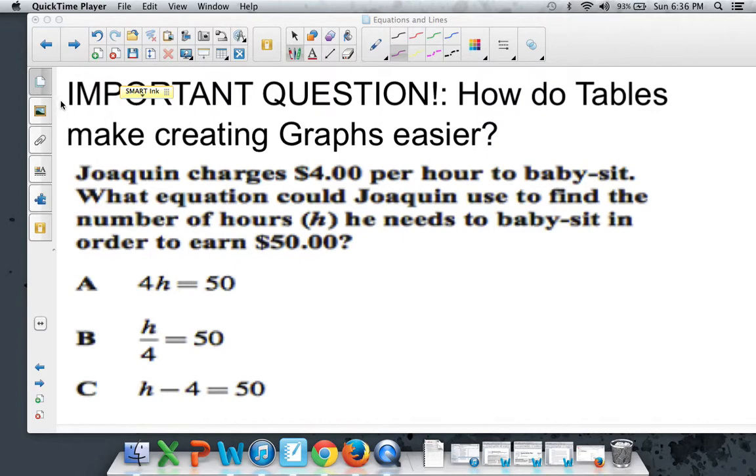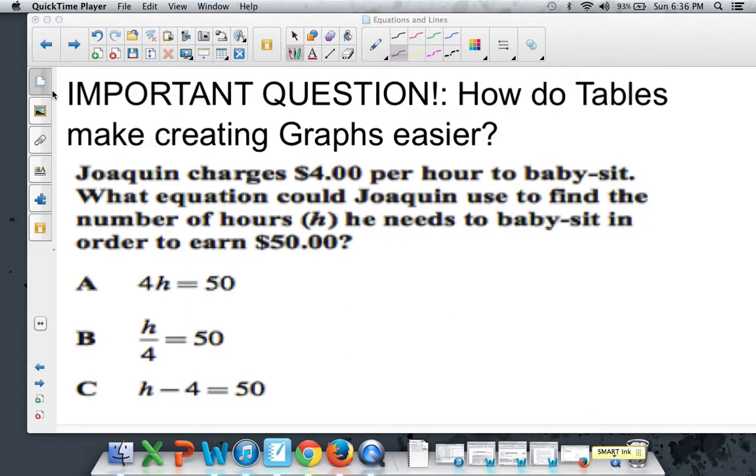Alright guys, one more time. Part 2 for equations and lines. It's a tough one. I feel like it's a tough one.